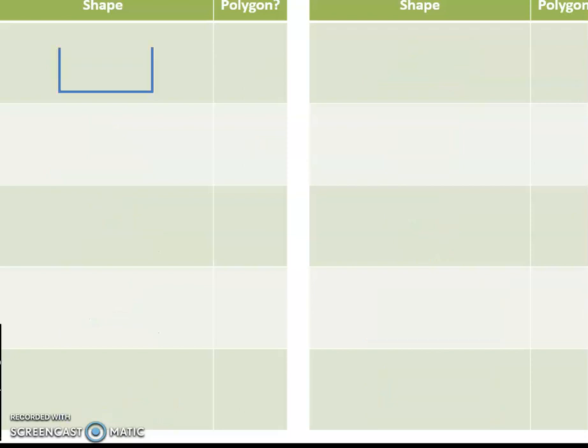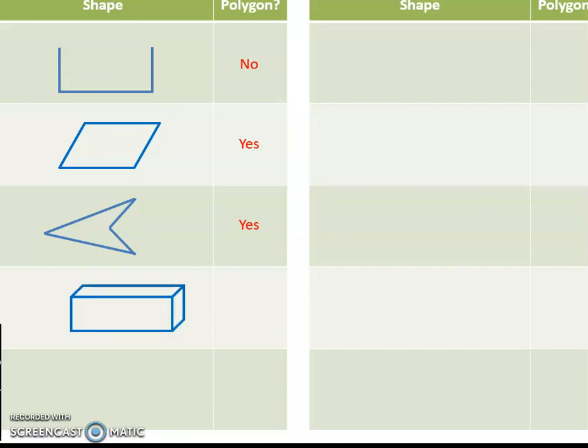How about this one? This one again is a no, not a closed region, though all of these are segments. This one? How about this one? Hopefully you said two yeses. Both are made of segments, and both have one region. How about this one? This one here, hopefully you said no.